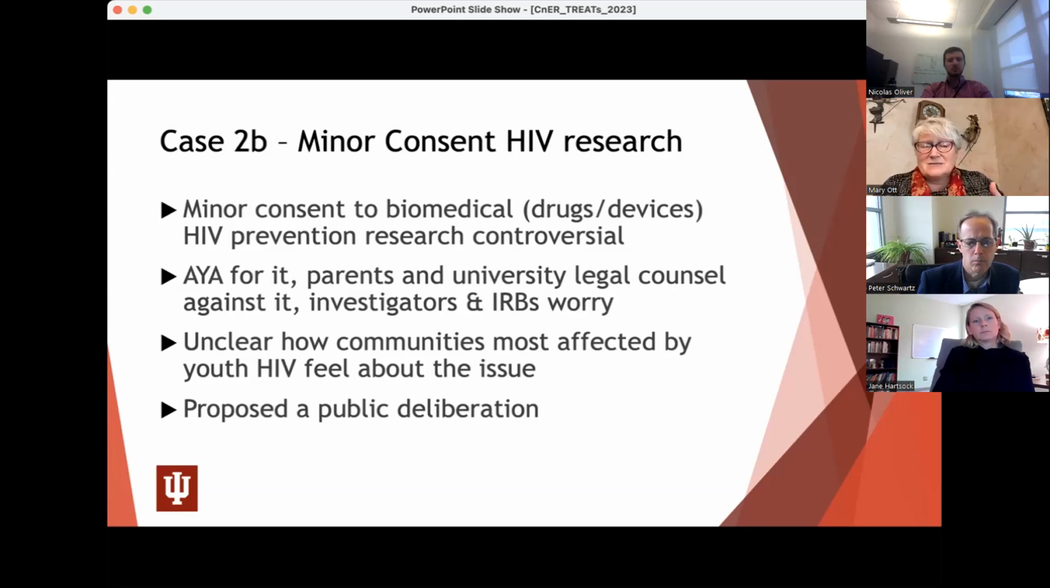Investigators and IRBs were worried and trying to find a balance between respecting minors' rights to consent, respecting families, protecting minors, and providing minors as a category access to critical HIV prevention research. What we've seen in the past is when biomedical prevention initiatives come out, it can take up to a decade for children under 18 to have access to them. The one group that wasn't consulted was the communities most affected by youth HIV. So we proposed a public deliberation.